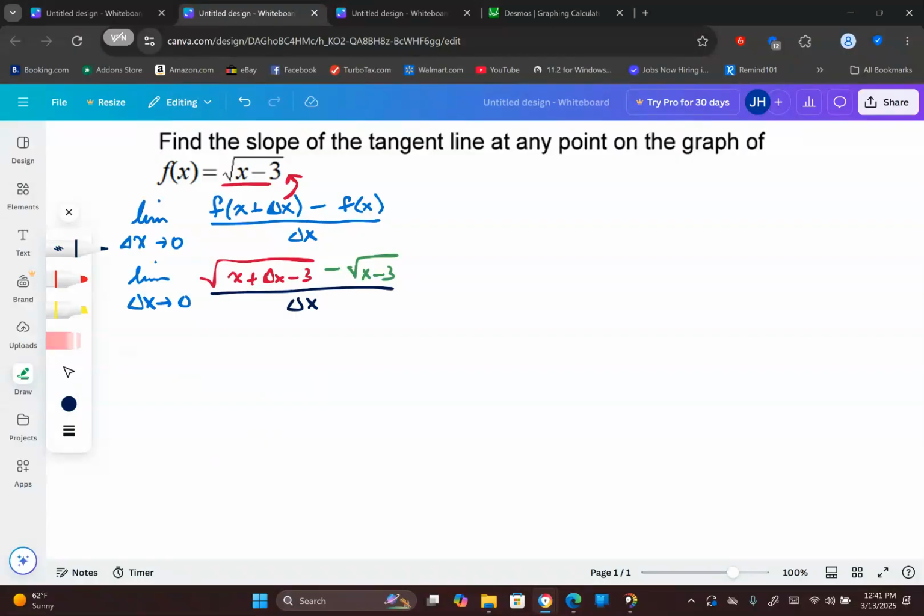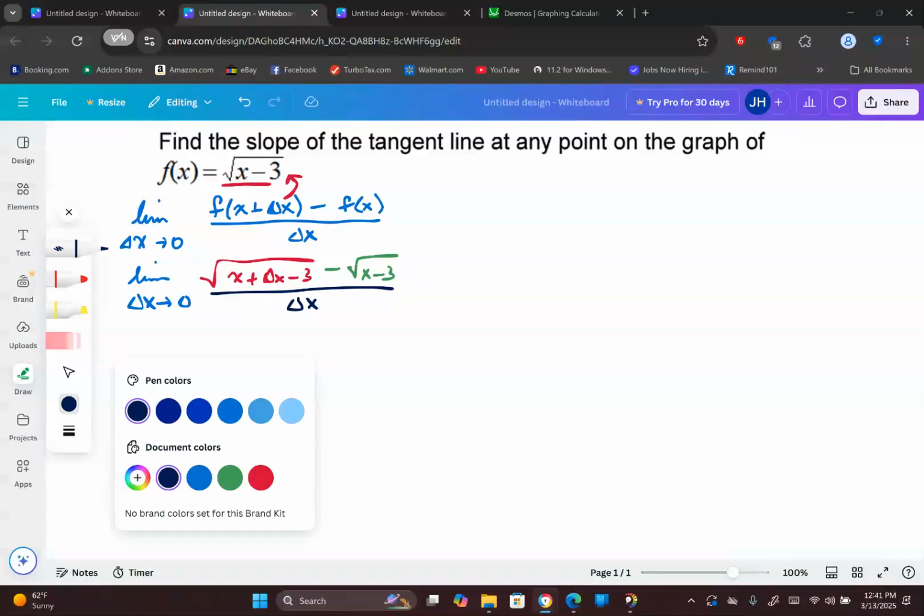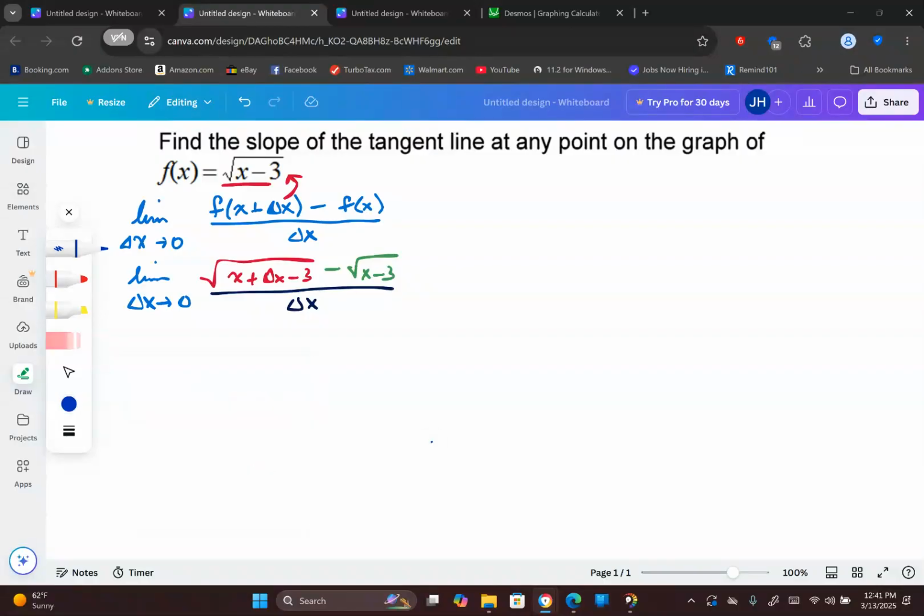Now, what I haven't mentioned so far, and I should have, if you plug in 0, you're going to get 0 on the bottom, you're going to get 0 on the top, so this is an indeterminate form. And how do we solve indeterminate forms? We do things another way. We solve the limit another way. We're going to multiply by the conjugate, radical x plus delta x minus 3 plus radical x minus 3, and we're going to multiply by that on the top and the bottom.